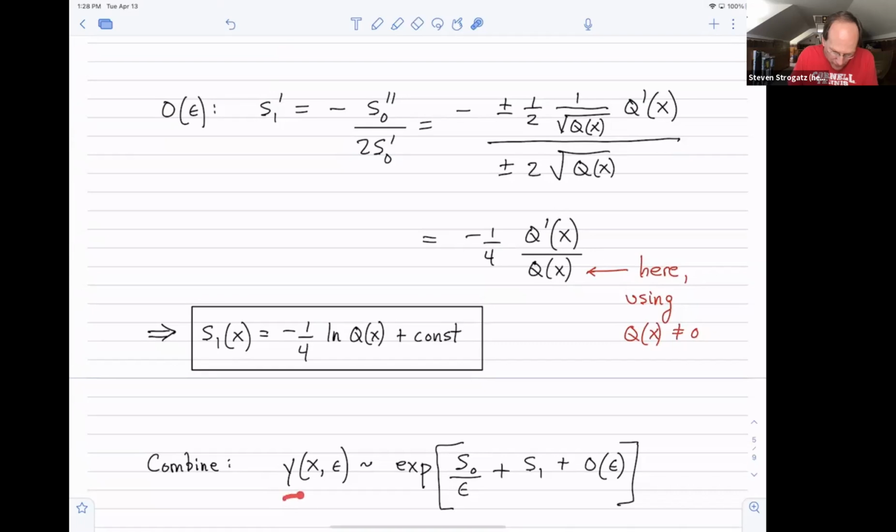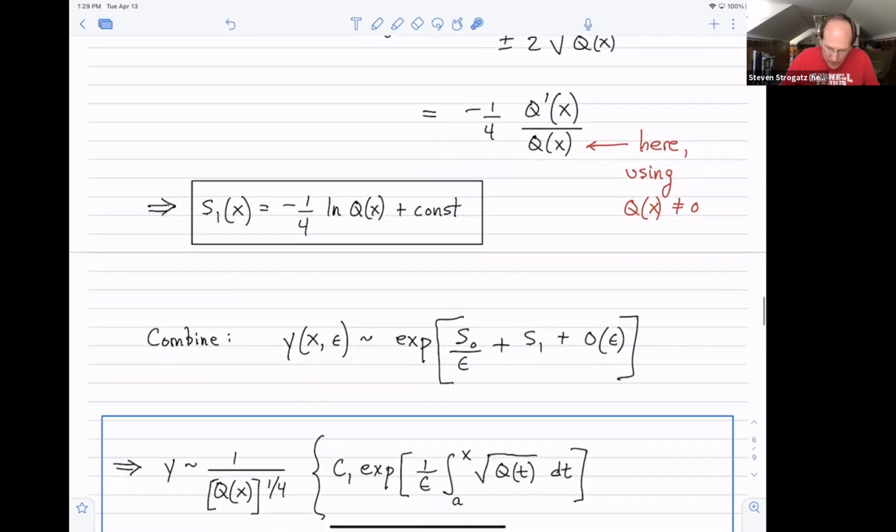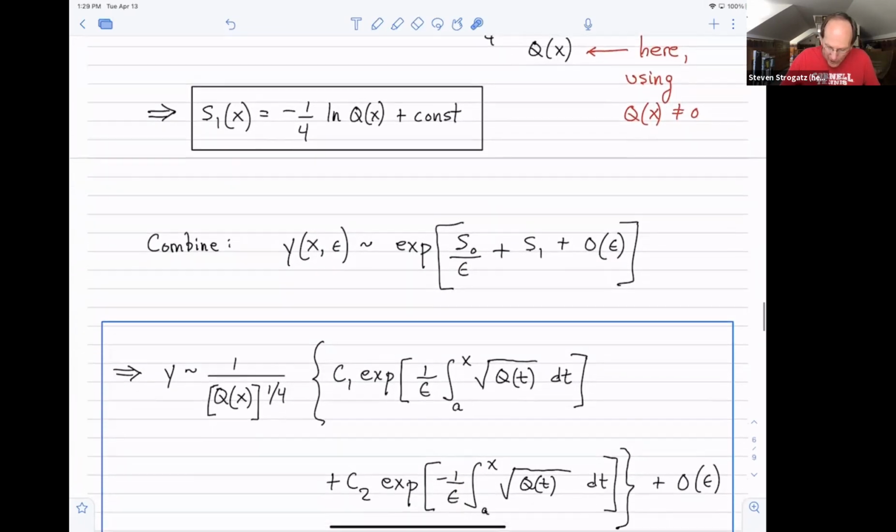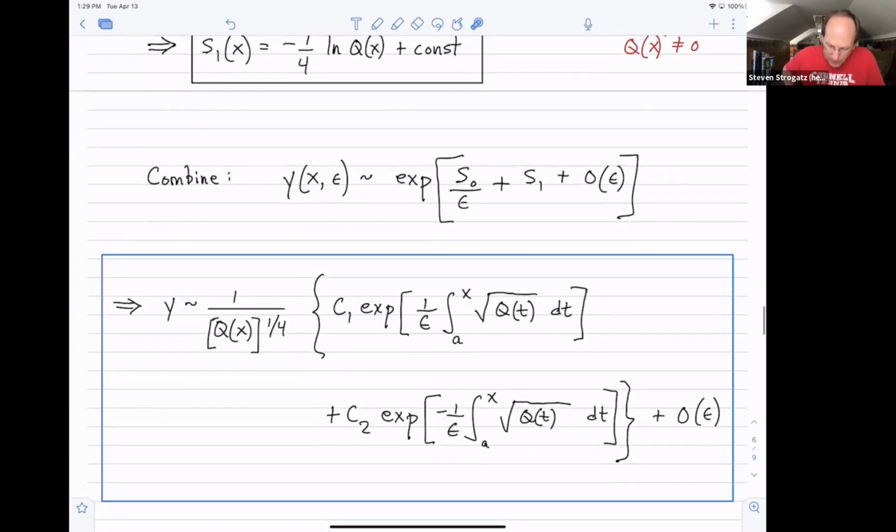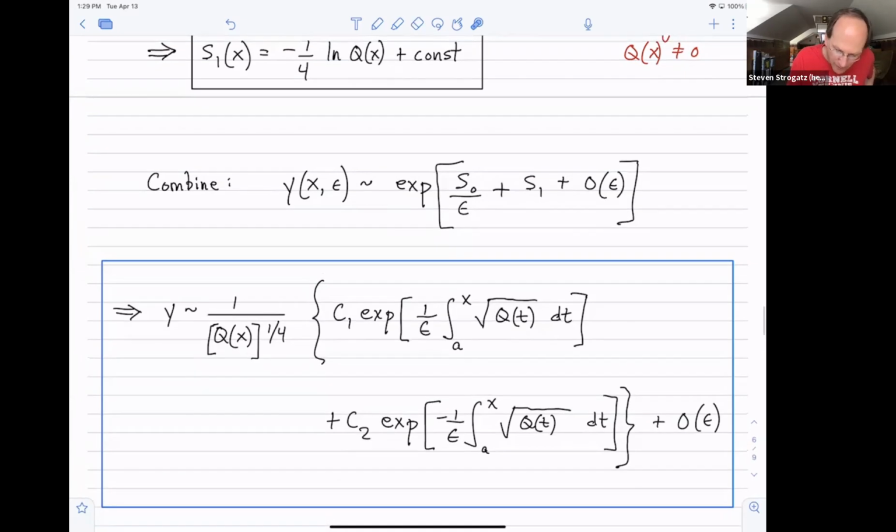So it's y of x, also regarded as a function of epsilon, is exponential of S over delta, which now that we know delta is epsilon, this is S0 over epsilon plus S1 plus higher order stuff that we don't need for our purpose today. And then substituting what we just calculated, we get in this nice blue box the thing that people in physics refer to as the WKB approximation, or the leading order term in the WKB approximation. So let's see what's going on there. I mean, okay, we had the S1, maybe we should go slowly.